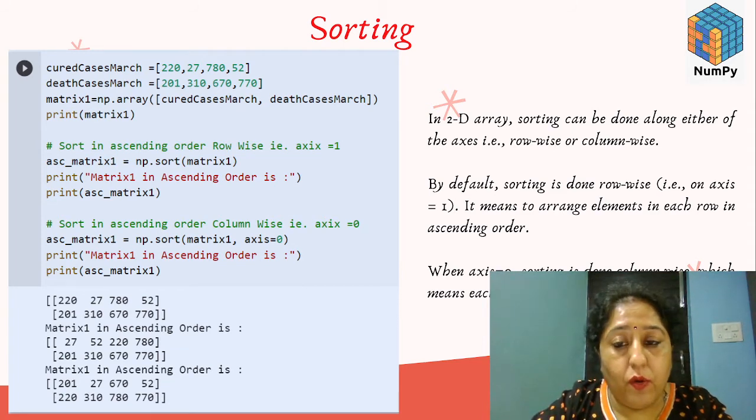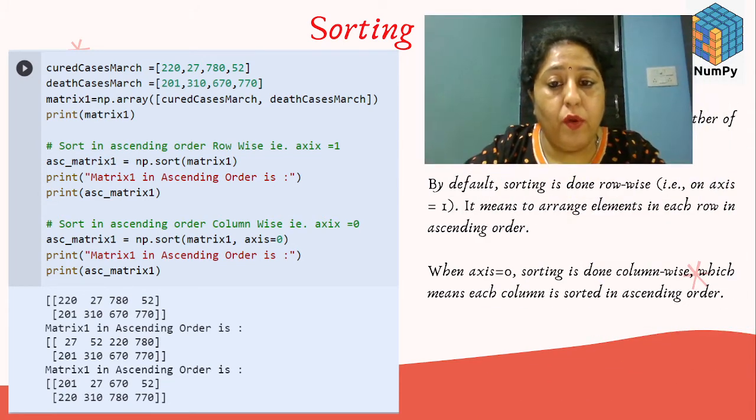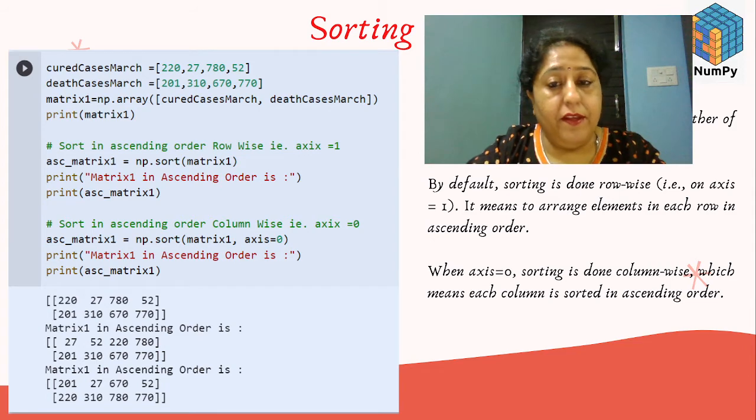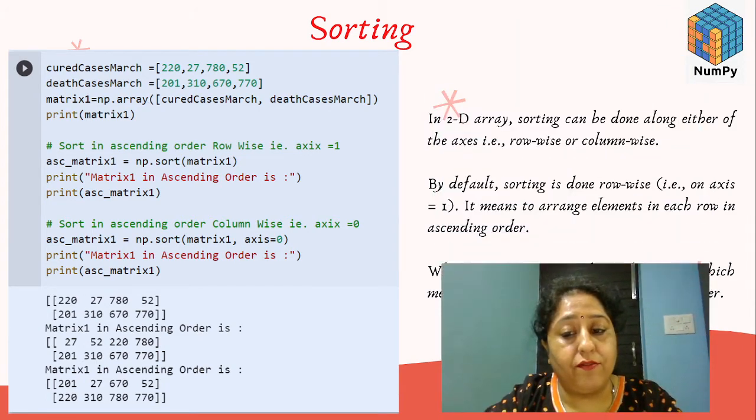But when you keep axis equals to 0, then the sorting is done column-wise, which means each column is sorted in ascending order. Here you can see in the output, the first column was having values 220 and 201. Now the output matrix will have the first value in the first column as 201 and the second value as 220. So it has been sorted on the basis of the column.